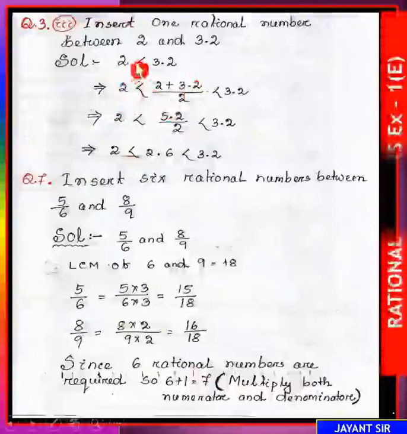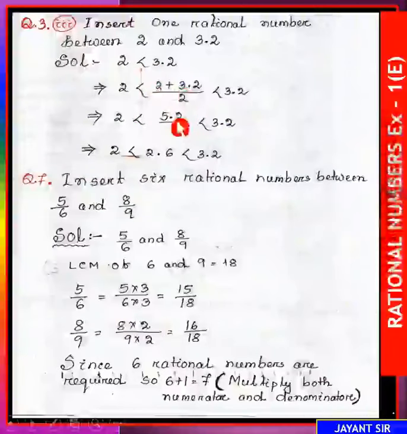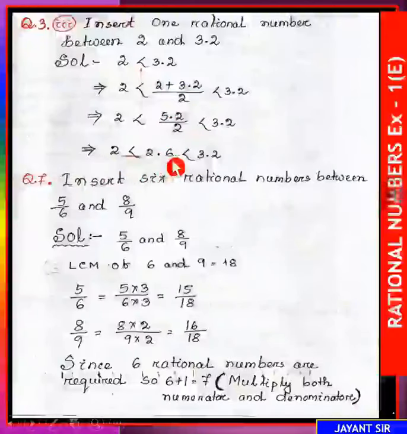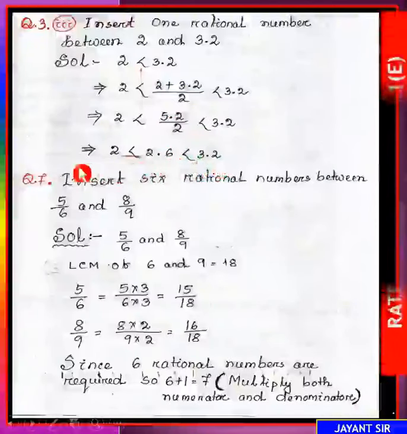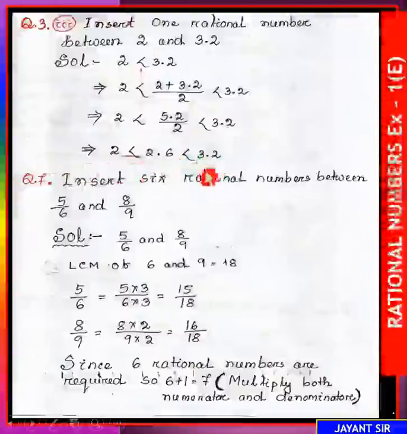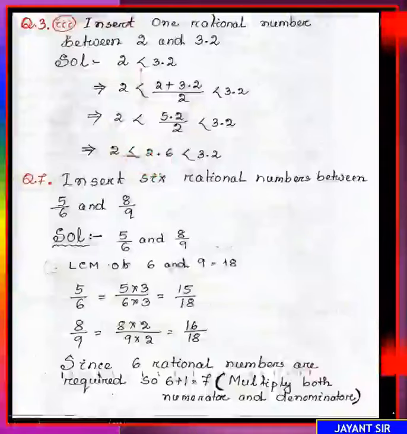This implies that 2 is less than (2 plus 3.2) divided by 2, which is less than 3.2. That implies 2 is less than 5.2 divided by 2, which equals 2.6, less than 3.2. So what is the one rational number? Therefore, you will write that a rational number between 2 and 3.2 is 2.6.